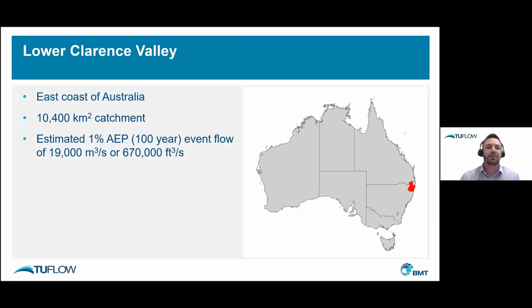The next example I'd like to show you is for the east coast of Australia in the lower Clarence Valley. It's a catchment which is around 10,000 square kilometres. To give you an idea of the flows out of this area in the 100-year event or 1% AEP, it's up around 19,000 cubic metres per second.